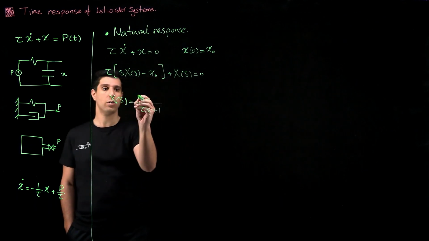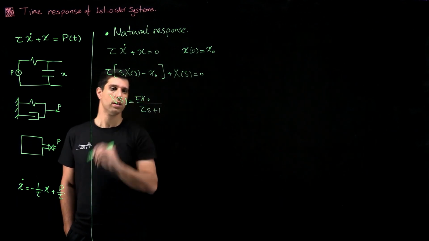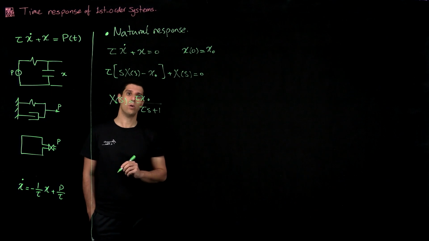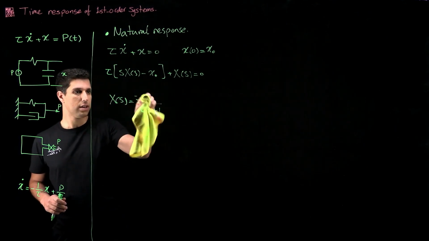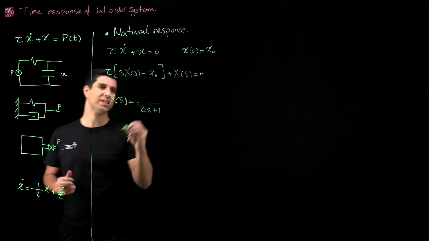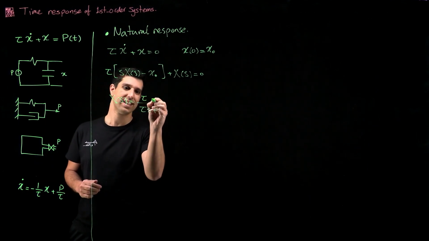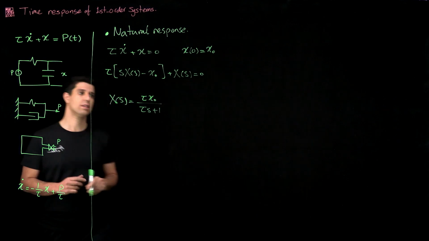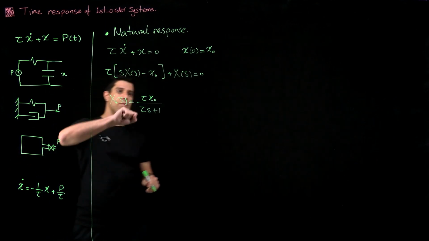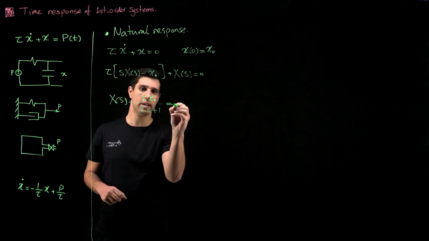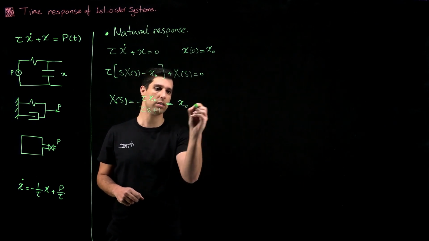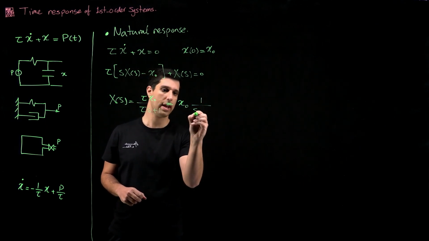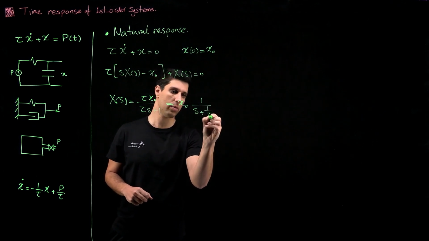I'm missing a tau here. Tau x naught. Let me be a little neat. Cleanliness, that's what matters. Tau x naught. And I can factor out one tau to make it a little nicer. So I'm going to write it like that. X naught times 1 over s plus 1 over tau.